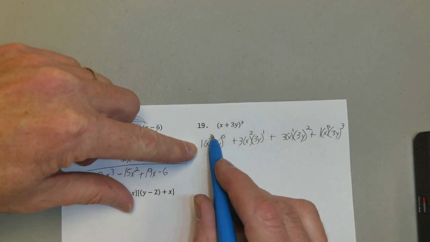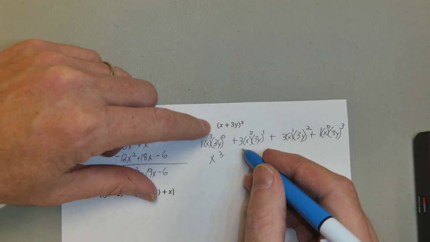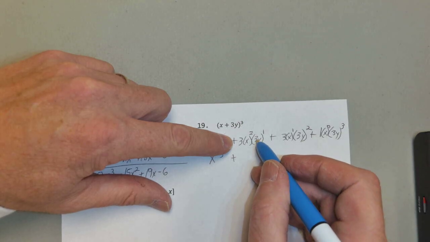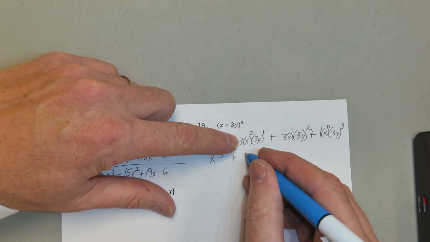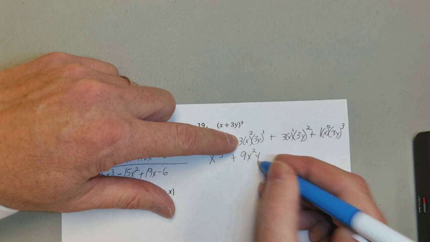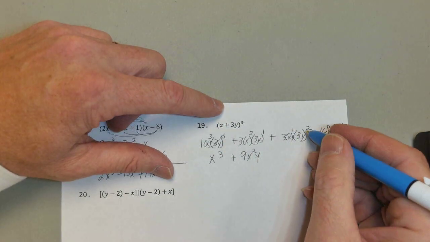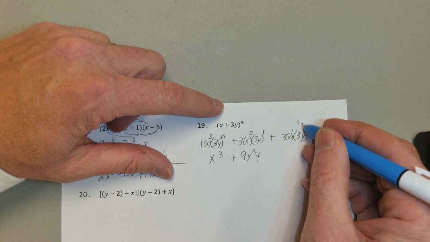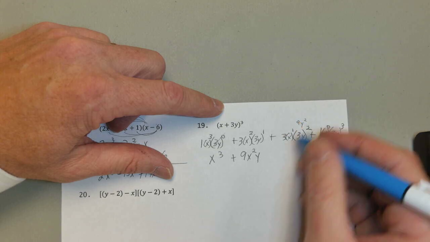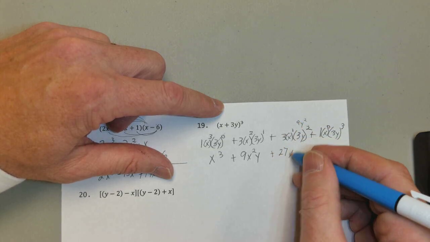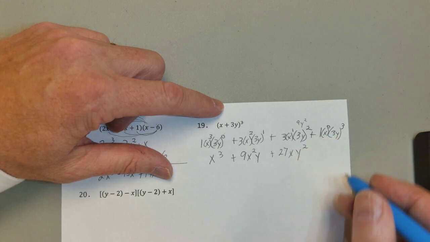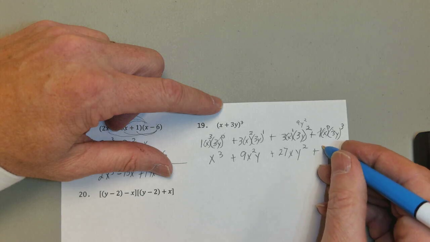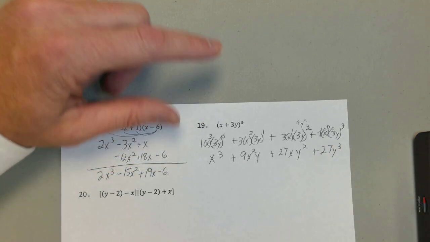All right. 1x cubed plus 3 times x squared times 3 times y. So 3 times 3 is 9 x squared y. And this is 3 times, this is actually 9y squared. 3 squared, y squared. So 3 times 9, that is 27. Got x to the first, y to the second. That's 1, that's 1. 3 to the third power is 27, and y to the third power.